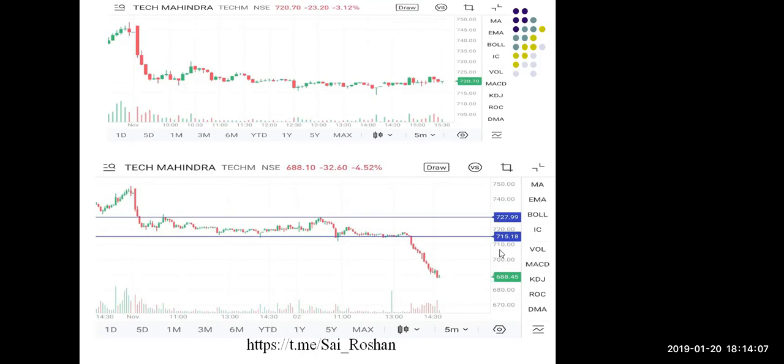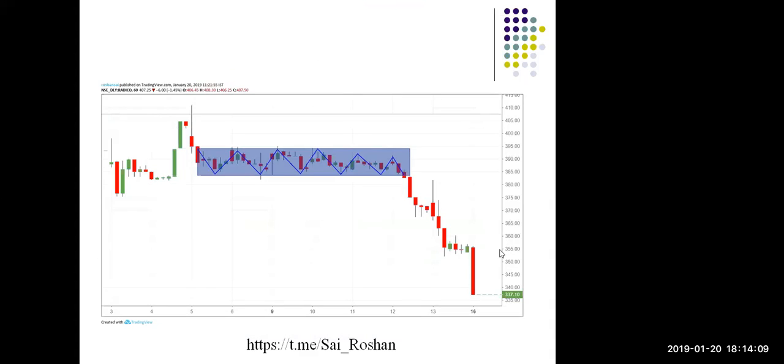Yeah, one more example. This is Radico Khaitan, I guess. Once again, it was moving in a range for many days, almost 2 weeks. Ideally speaking, they define it as equal highs and equal lows. See the high it is making, the low it is making, the same.